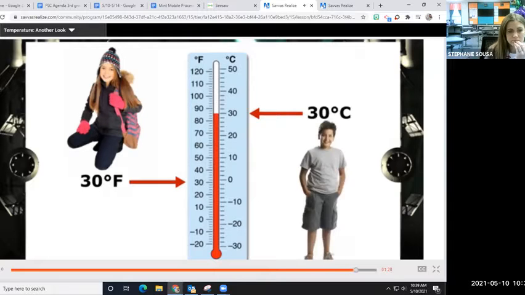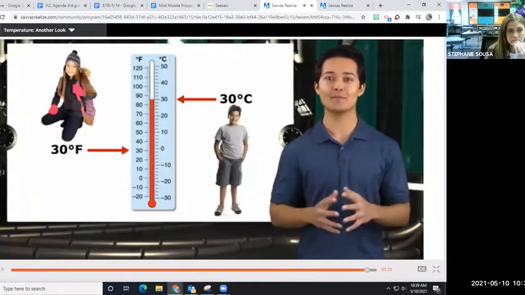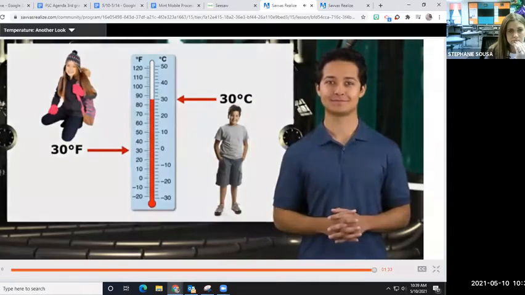You'd better wear a t-shirt and shorts. Or better yet, grab your swimsuit and head to the pool.